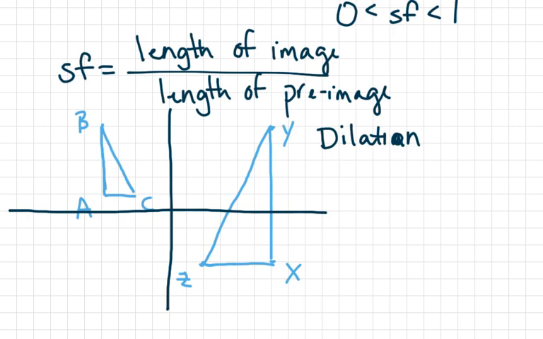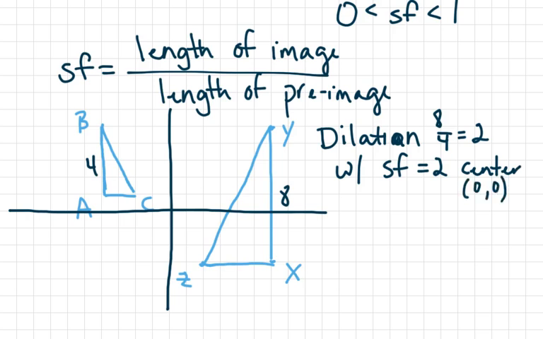So if I look at the length from A to B, that's 4. And from X to Y is 8. So it's the image over the pre-image, so 8 over 4 equals 2. So it's a dilation with scale factor 2. And I'm going to make the center 0, 0, which is all I've taught you to do. Some of you have dilated it differently, and I can talk to you individually about that.